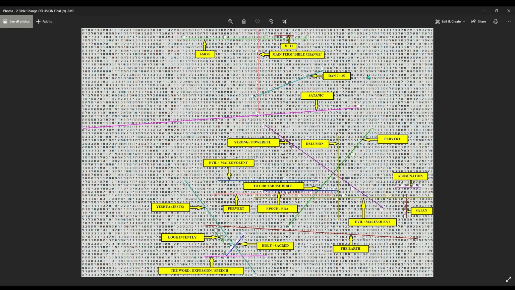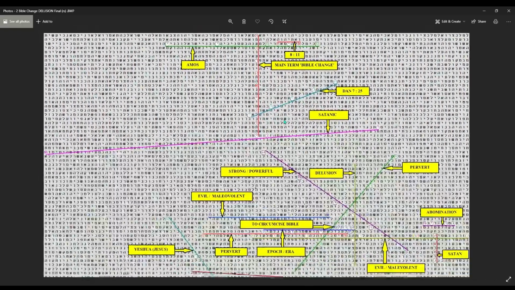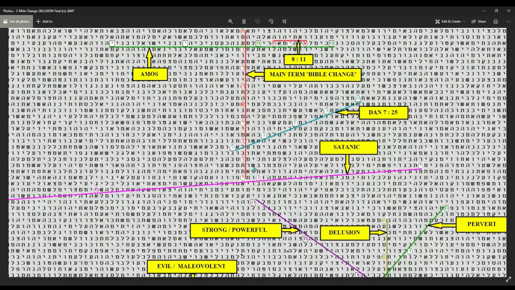Okay, welcome back YouTubeonians. 20 terms in this matrix, portion 2, all on the strong delusion and another couple of things besides. First thing you'll notice, a lot's below the main term. Here's the main term, most of the terms are underneath, but we'll just take a look at what's at the top first. We have Amos in the green here.